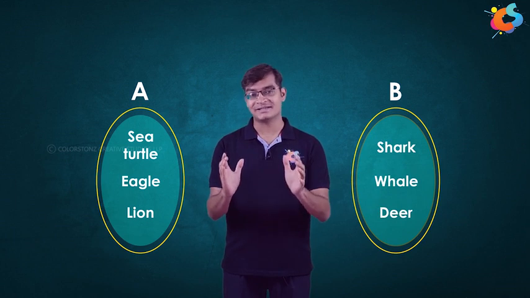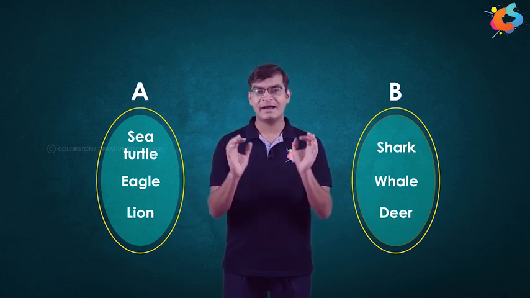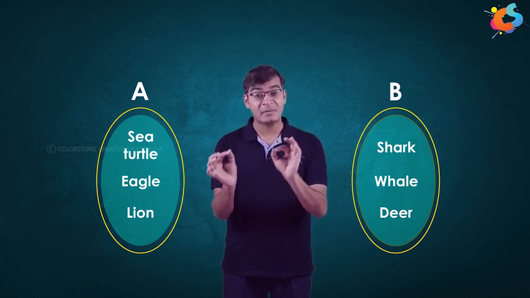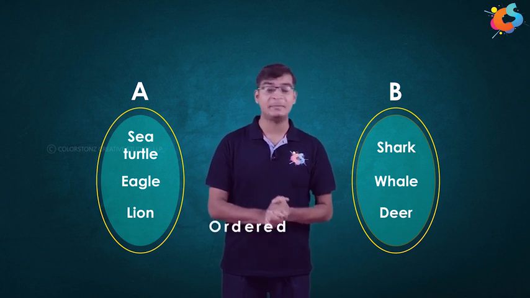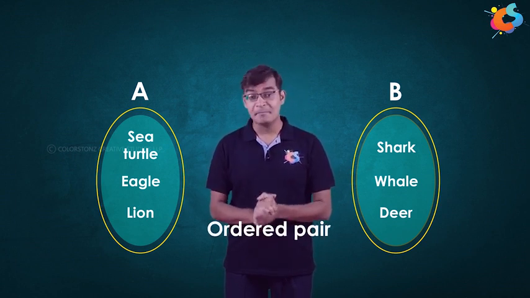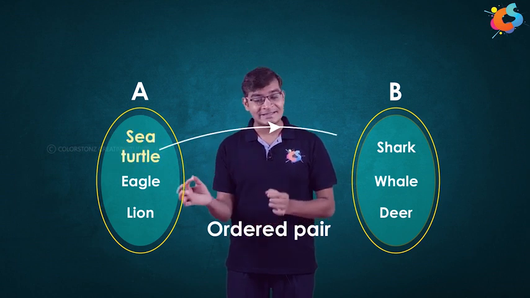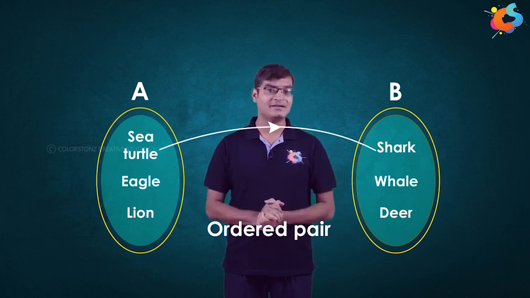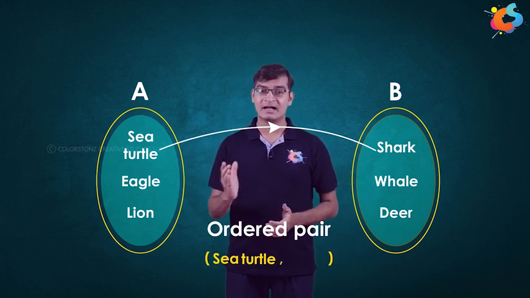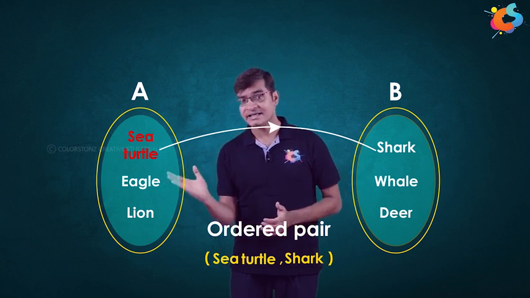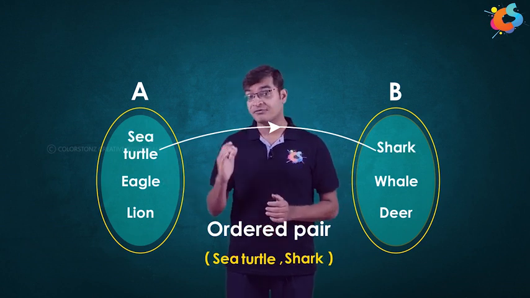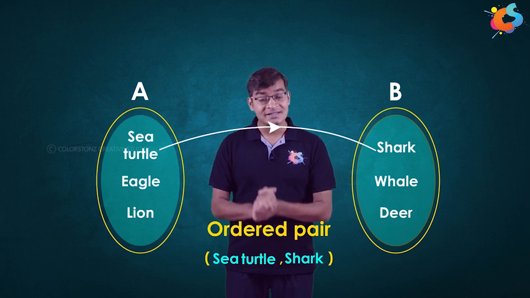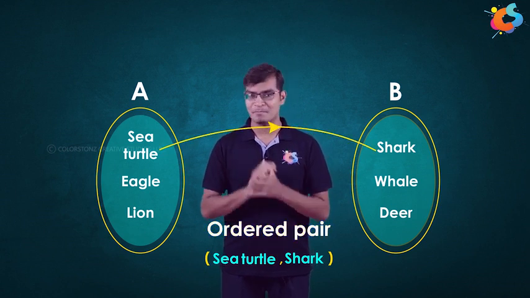Now, before we discuss what is a Cartesian product, let us understand one small thing, and that is every mapping can be represented as an ordered pair, something like this. Let us say mapping is from sea turtle to shark. Now, this can be represented as an ordered pair, something like this. Sea turtle, comma, shark. Sea turtle is being mapped to shark. So, therefore, first sea turtle will come, next shark will come. Just put them in brackets. This ordered pair represents this mapping.